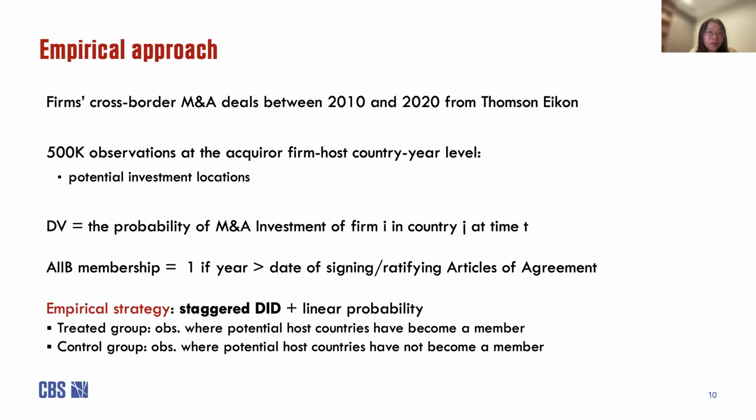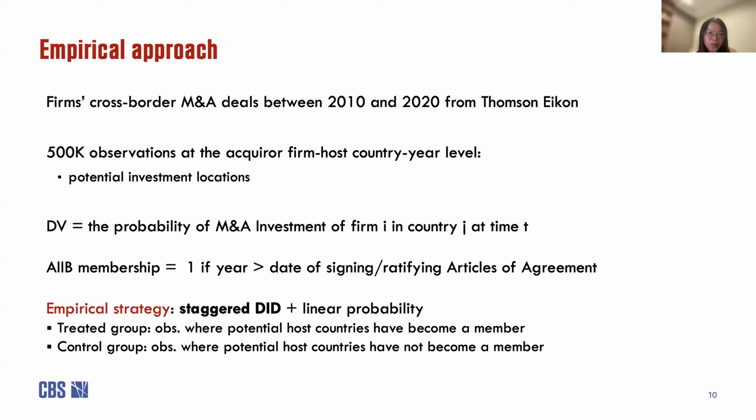For our empirical approach, we use firms' cross-border M&A deals between 2010 and 2020 from Thomson One, and we have about 500K observations at the acquirer firm, host country, and year level. For each realized deal, we include a risk set of countries that consists of a list of potential investment locations. The dependent variable is the probability of M&A investment of a firm i in country j at time t. Our treatment variable is the AIIB membership, whether you have joined the bank at year t. For the empirical strategy, we use staggered DID and a linear probability model.